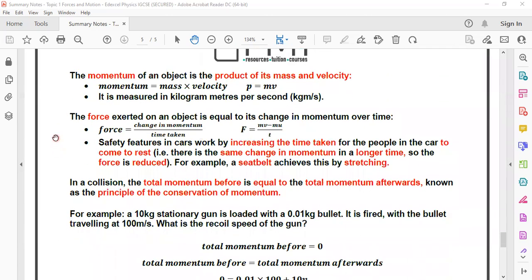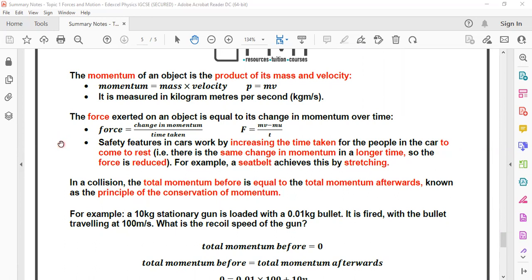Then the next concept was about momentum. Momentum क्या होता है? Product of mass and velocity. It is measured in kilograms meter per second. The force exerted on an object is equal to its change in momentum over time. The force की हमने एक और definition को study किया, which is rate of change of momentum.